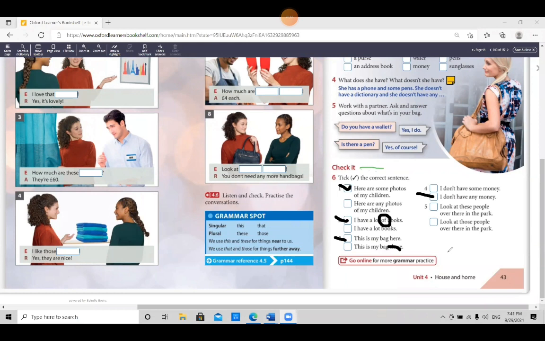Look at these people over there in the park. Look at those people over there in the park. Number 2, the second. Why did you choose number 2? Because look at means something so far. Yes, because we have the expression over there. Over there means a little bit far from me, not close or near me. So over there, we use those, because those is for far objects.